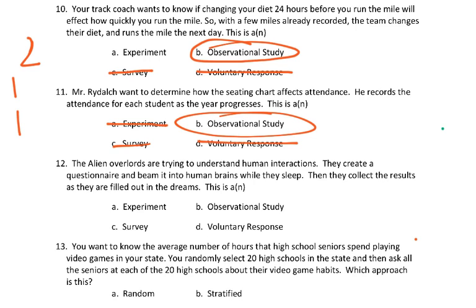Number 12. The alien overlords are trying to understand human interactions. They create a questionnaire and beam it into human brains while they sleep, and they collect the results as they are filled out in the dreams. Is this an observation? No, they're having people fill stuff out, albeit in their dreams. Experiment? No. A survey or voluntary response? Voluntary response? No. So yes, survey.